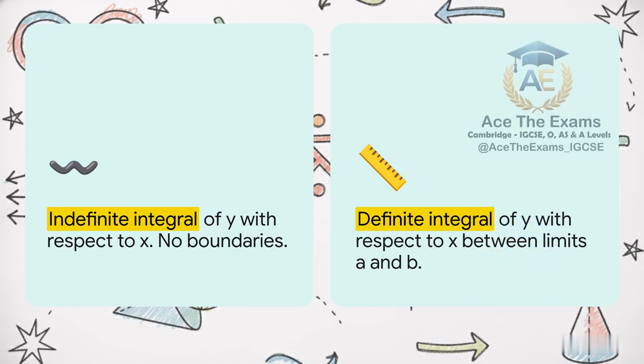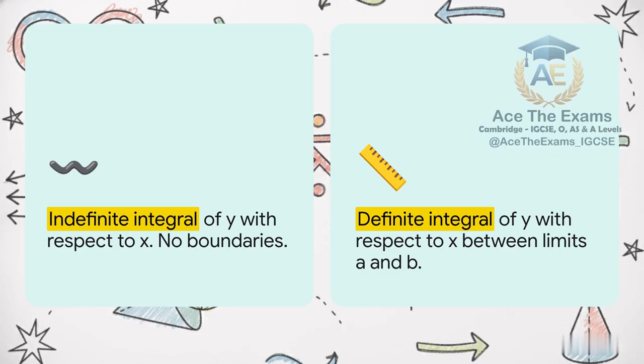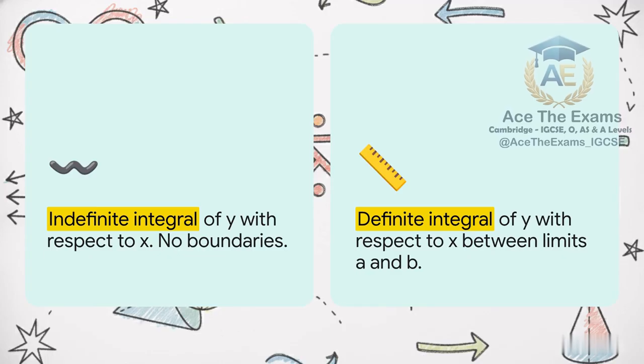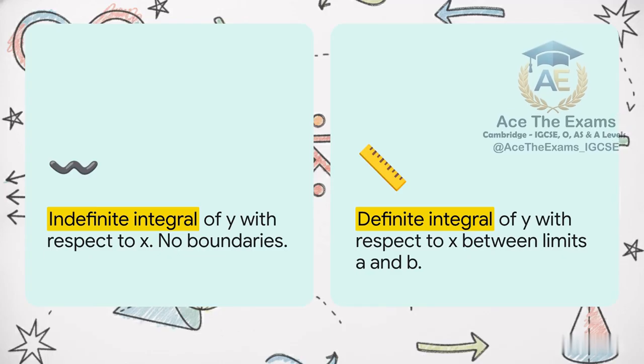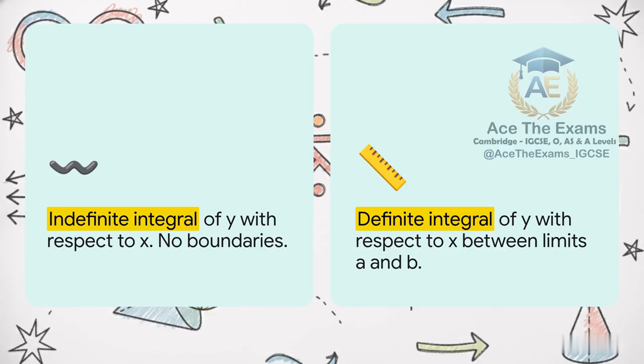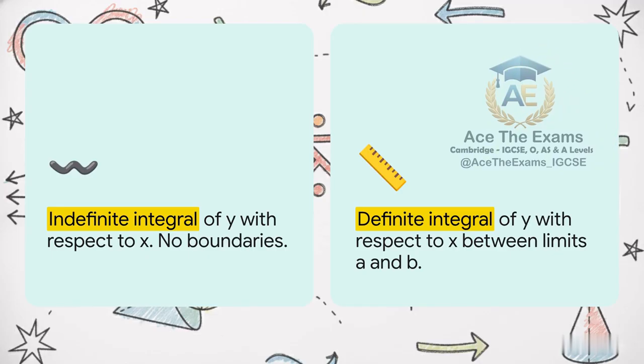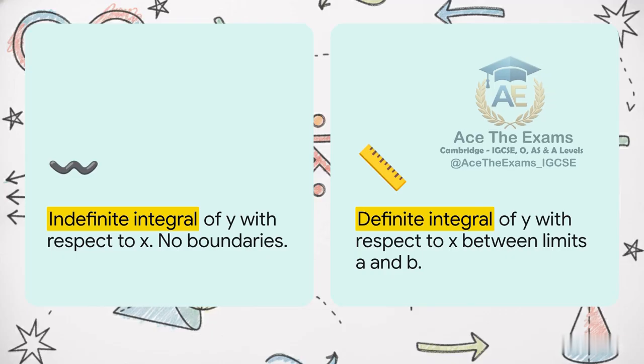The tiny a at the bottom and b at the top are your boundaries. It translates to the definite integral of y with respect to x between the limits x equals a and x equals b. This is when you are calculating a specific area and you don't need the plus c. Missing those tiny letters a and b changes your entire approach to the problem.